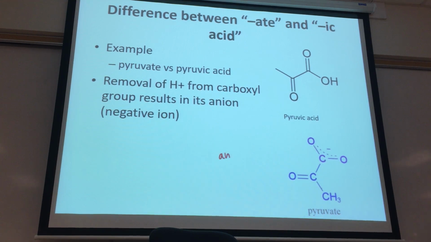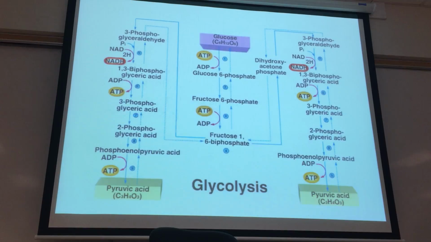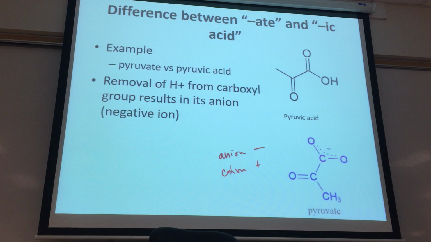Remember, anion is negative, cation is positive. So it's just adding, what was it, a hydrogen? Yeah, so if it was an acid, it would have that carboxylic hydrogen on there. This is called pyruvate just because we stripped it all off. That's the only difference between the two. But basically, they're the same thing. One is ionized, this one's electrically neutral. But pyruvate and pyruvic acid are the same thing.